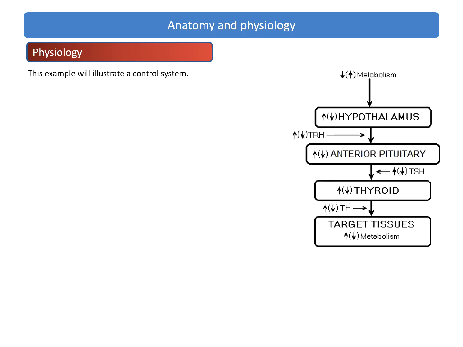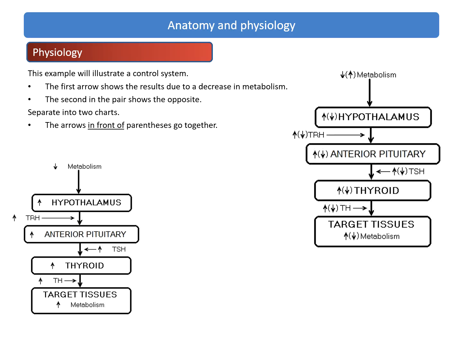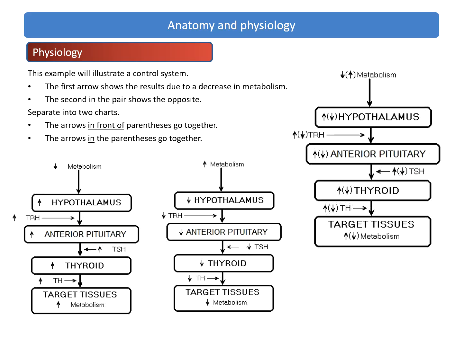This example will illustrate a control system. First arrow shows the results due to a decrease in metabolism. Within the parentheses is the second arrow showing the opposite condition, an increase in metabolism. We could separate this into two charts. The arrow in front of parentheses go together, so the increase in metabolism leads to an increase in hypothalamic activity and an increase in TRH secretion, and so forth.